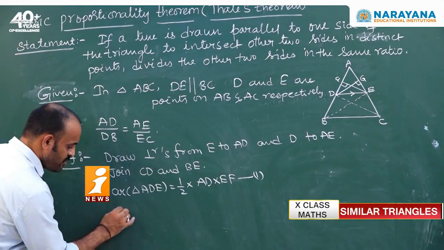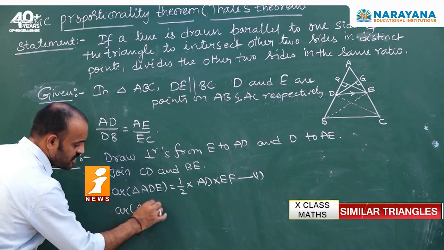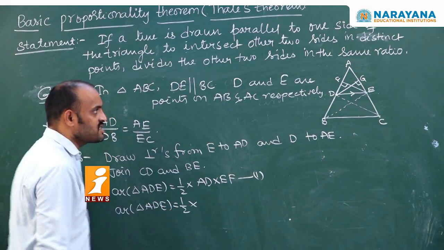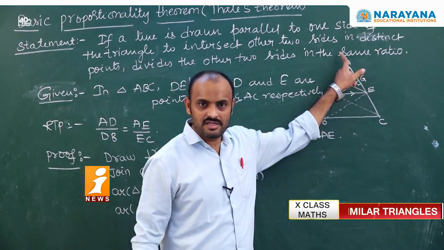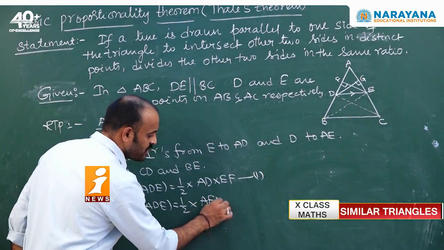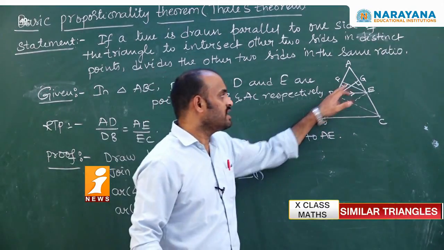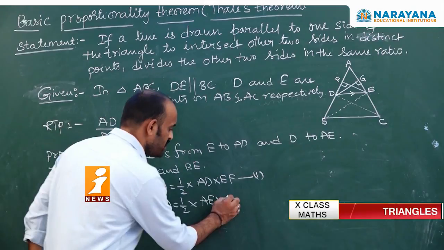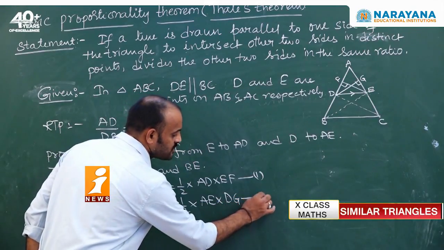Next, the same area of triangle ADE, I can write in another way: half into, this time I will take AE as the base. Half into AE into height. Height is DZ, because for AE the altitude is DZ. Half into AE into DZ. Second thing.